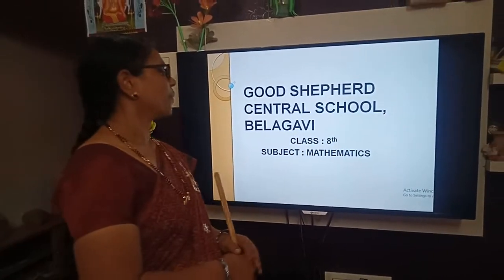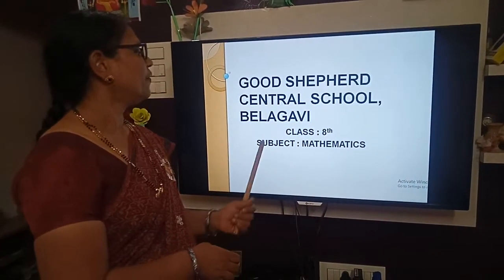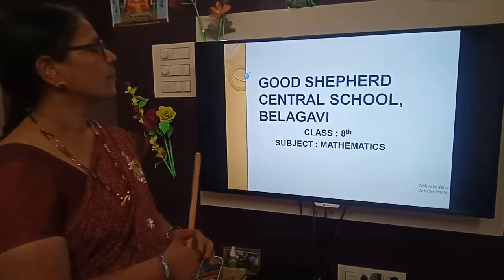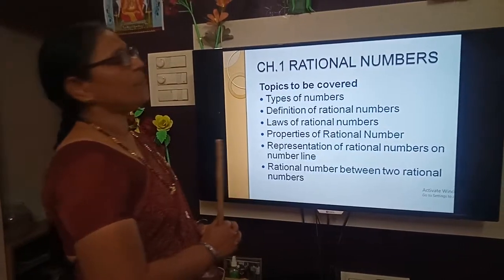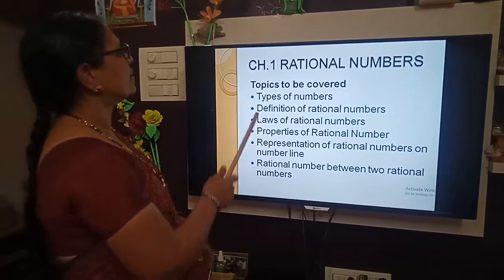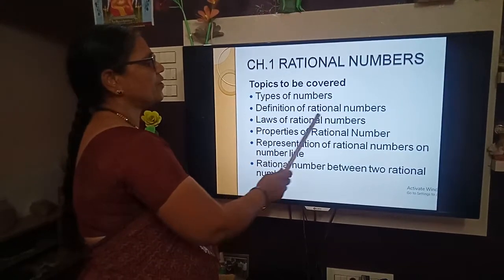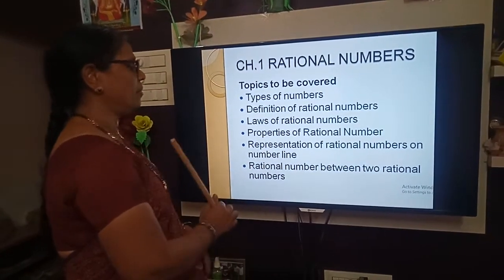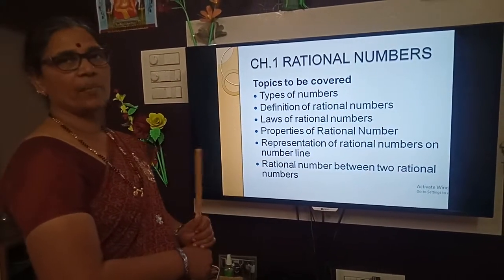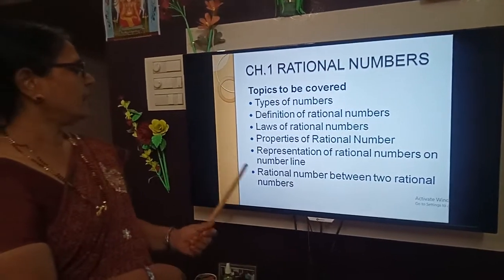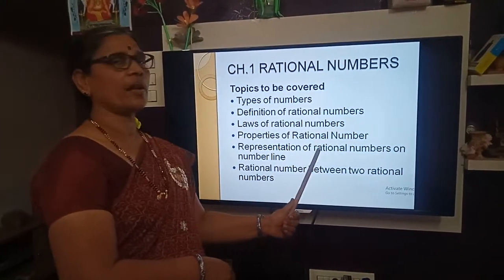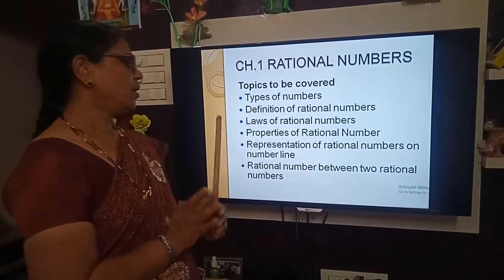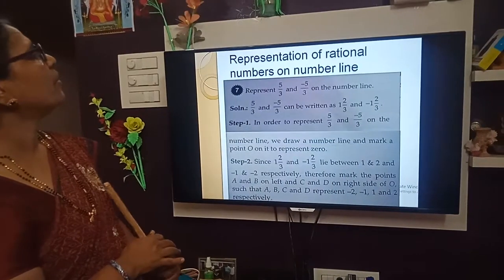Hello students, I want to start the first chapter of standard 8th mathematics, that is rational numbers. In my previous class, I discussed types of numbers, definition of rational numbers, laws of rational numbers, and properties of rational numbers. Today the remaining points are representation of rational numbers on the number line and rational numbers between two rational numbers. These two points I am going to cover today.